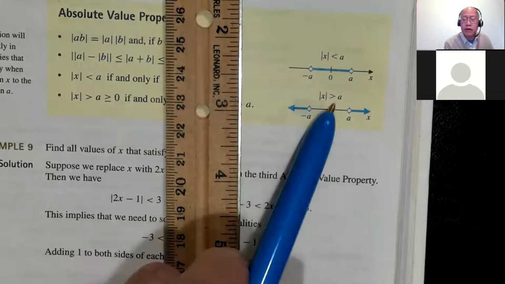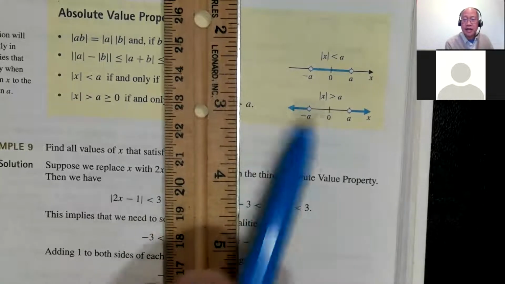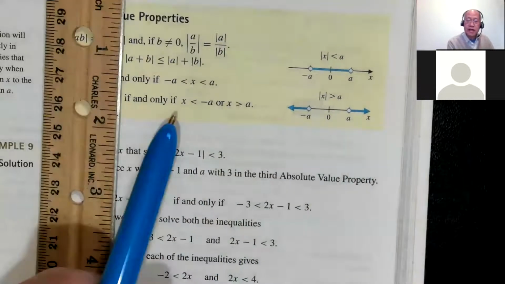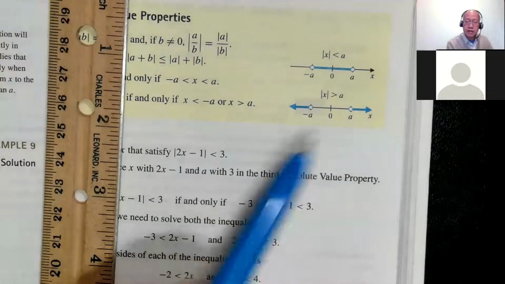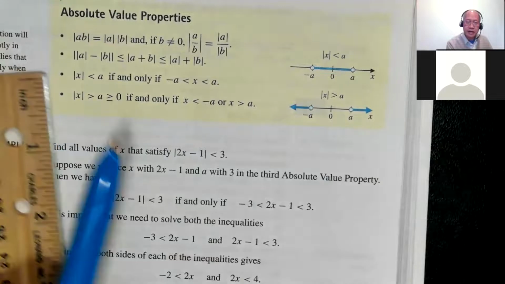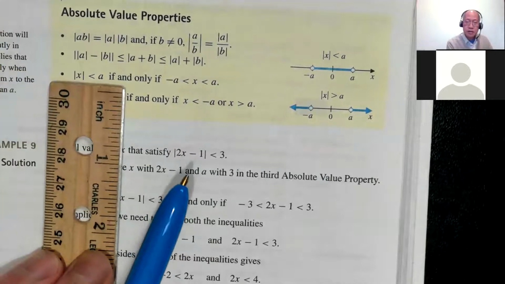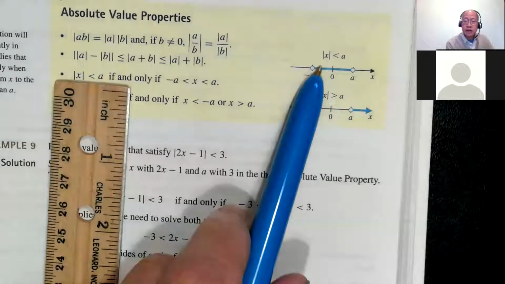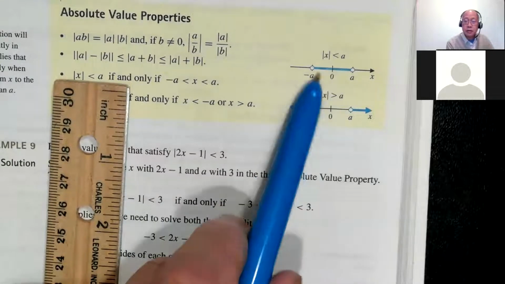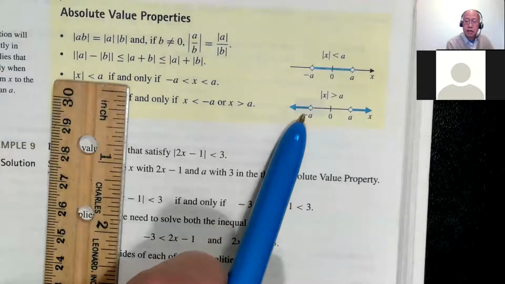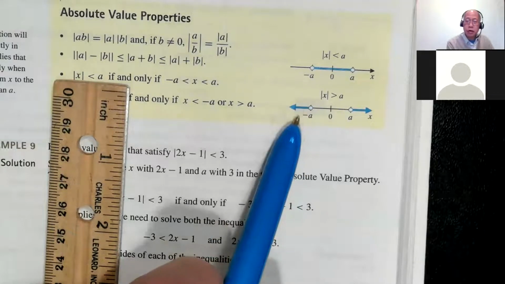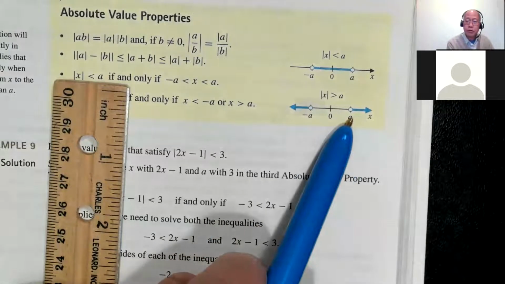So absolute value greater than looks like that and like that, which is x is less than negative a, or x is greater than a. Okay, again, I don't really like the way they put that. All right, so absolute value of x is less than a, you're between two numbers. Absolute value of x is greater than a, you're at the extremes. You're smaller than negative a or greater than positive a. And I'll show you how to do problems like that.